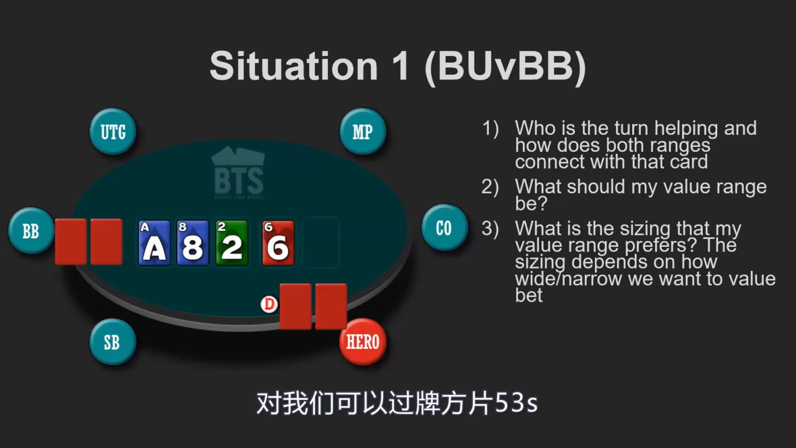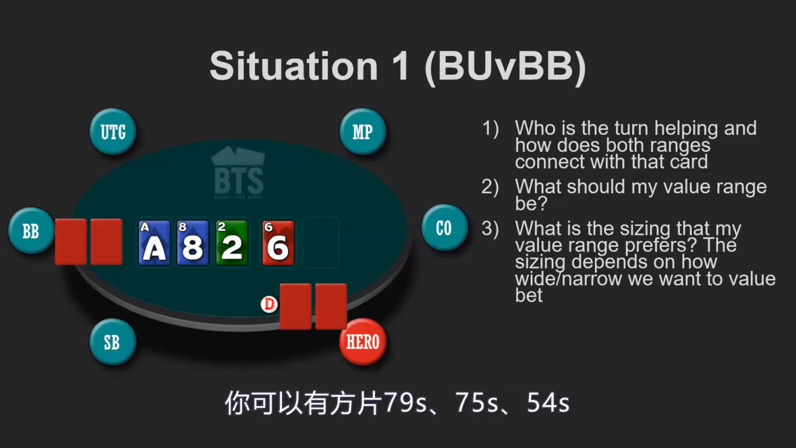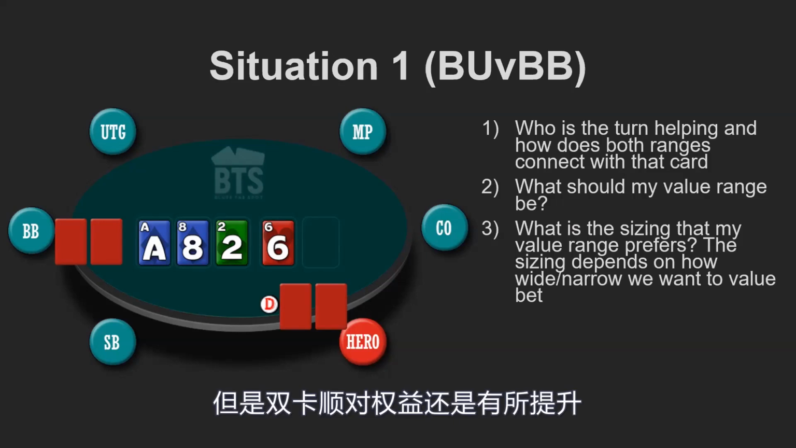Yes, Cesar, we can still check behind a hand like 5-3 of diamonds, because you're going to have so many combo draws. Like 7-9 of diamonds, 7-5 of diamonds, and 5-4 of diamonds is even better because you have a double gutter and a 5-high flush draw. So we have to be selective with our bluffs.